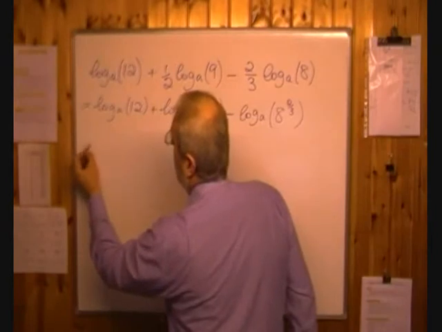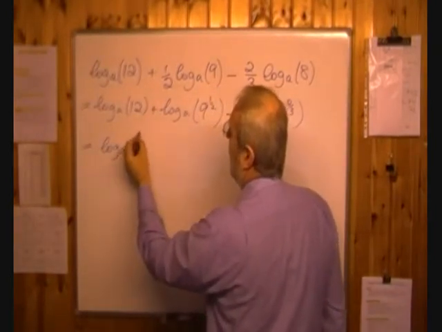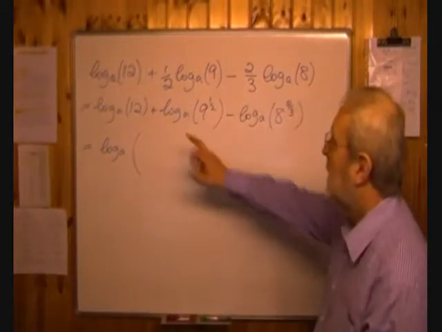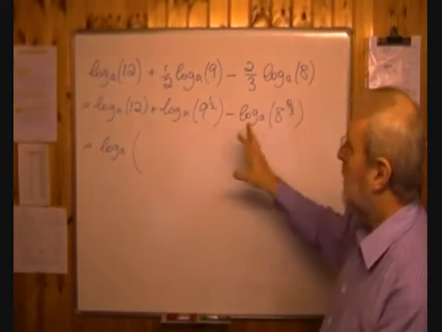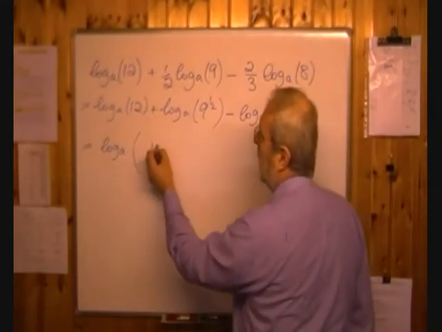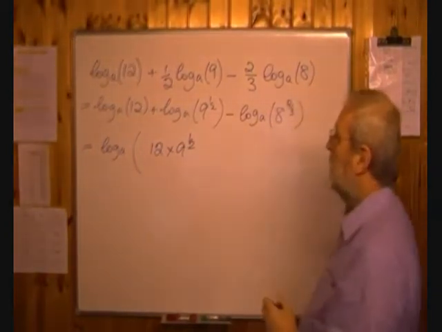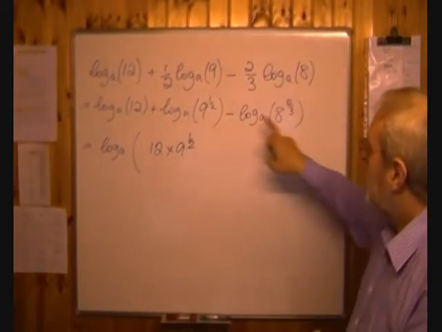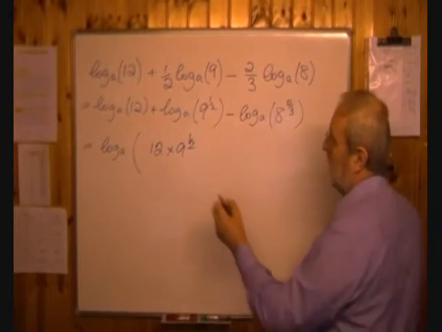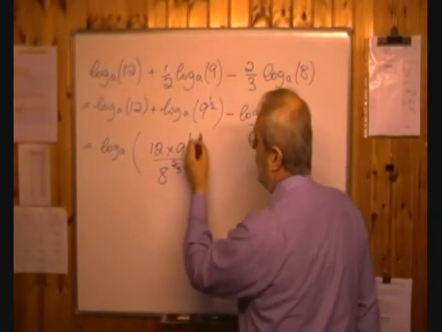This then gives me log to the base a of, and now I can combine all of these according to the rules. The addition rule means that the 12 is multiplied by 9 to the half, and the subtraction rule tells me that 8 to the power of 2/3 is going to be divided.